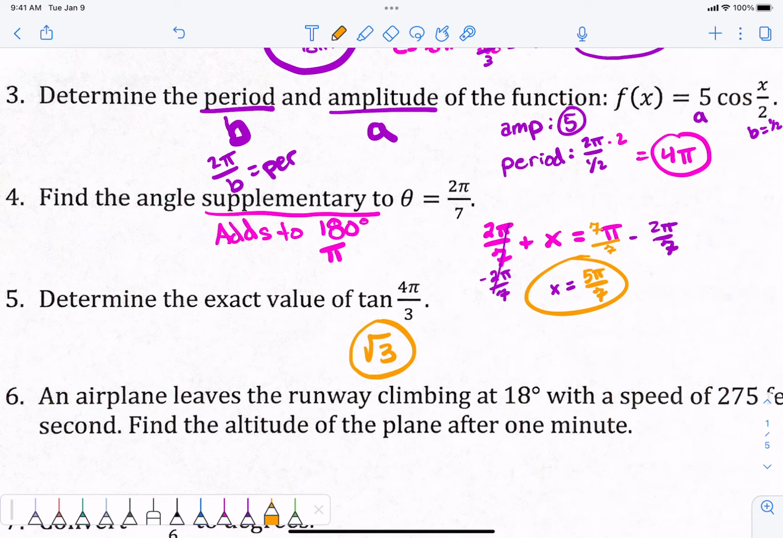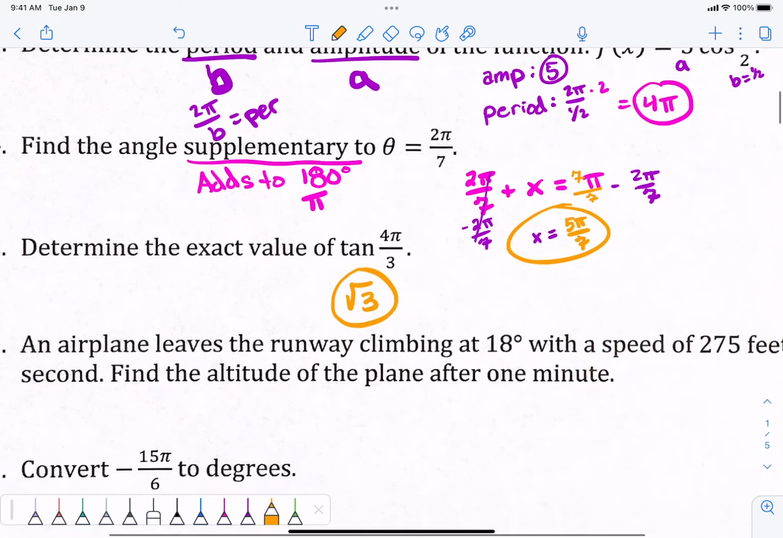The reason why I say exact value is if you put that into your calculator, even if you're in radians, it will give you the decimal form of the square root of 3. But you want to make sure you get the exact value. So don't type it into your calculator. Look on the unit circle.